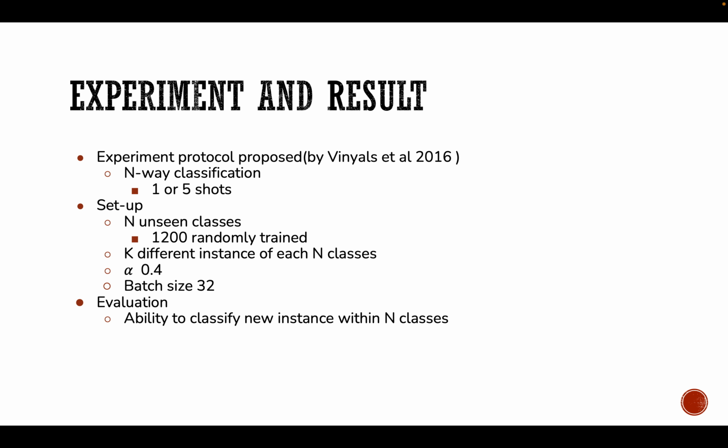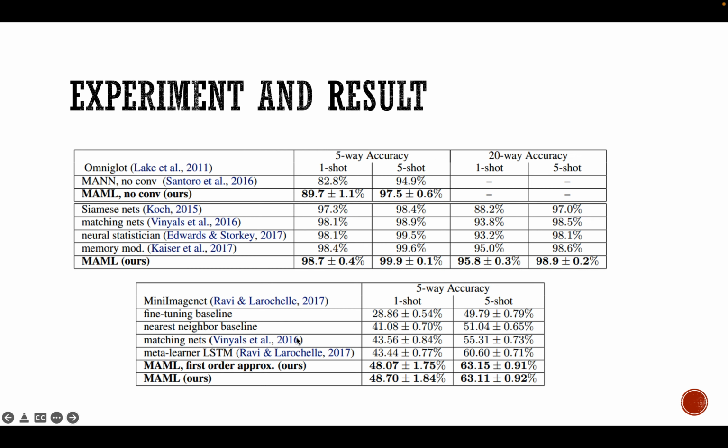So in the paper, for the few shots, they used a generic way of classifying using n-way classification, whereby you can use either 1 or 5 shots. They specifically used n unseen classes and chose 1200 randomly trained characters from the Omniglot dataset. The author also used k different instances for each class, and for the alpha parameter, he used 0.4 and a batch size of 32. In terms of evaluation, the model gave the ability to classify new instances with n classes.